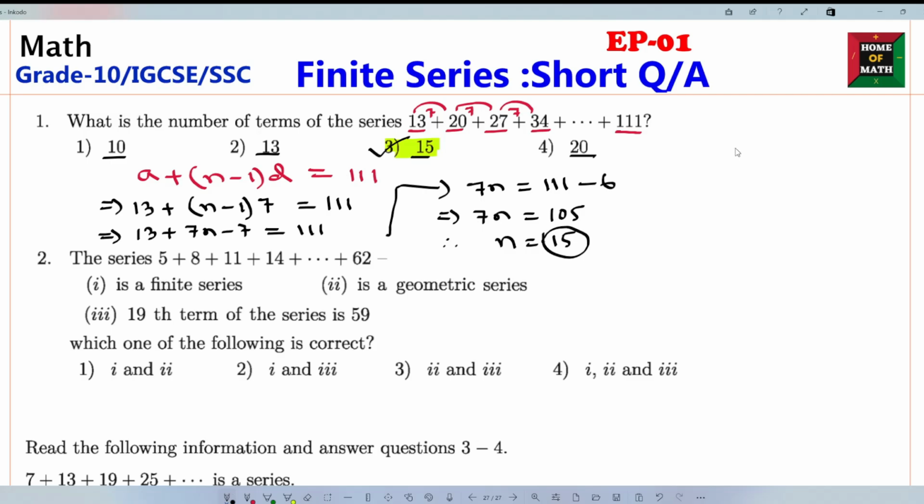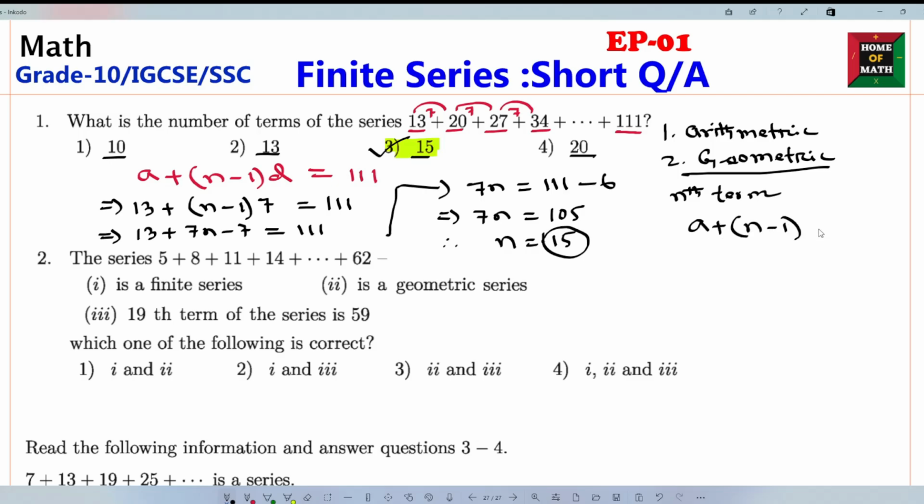So in these kinds of math, the first step is to find what kind of series this is. Is it arithmetic or geometric? And we have to know the nth term, which is a plus n minus 1 times d. Once you know this, we can easily find the result. So the first question is done.